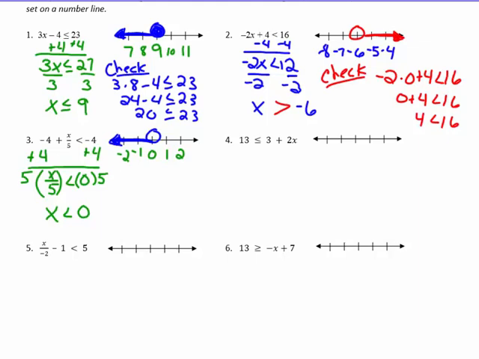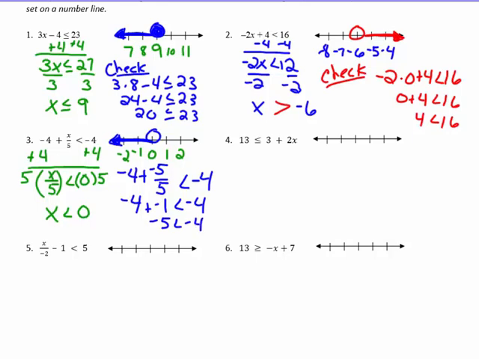So if I put in -4 plus -5 divided by 5, you can pick any number that's less than 0 for your check. So -5 divided by 5 is -1, and -1 is less than -4. So I know I went the right way.